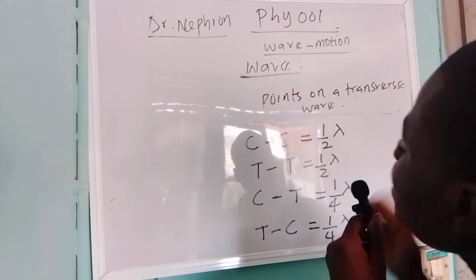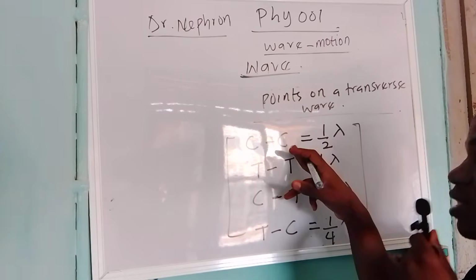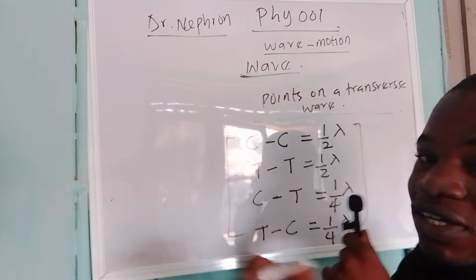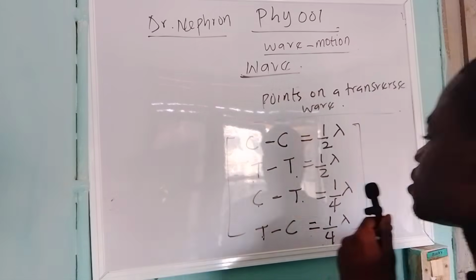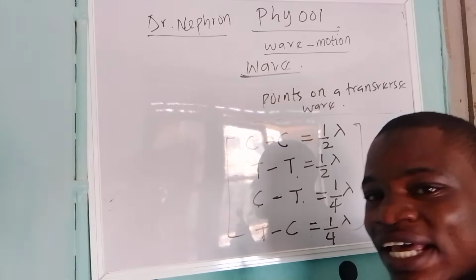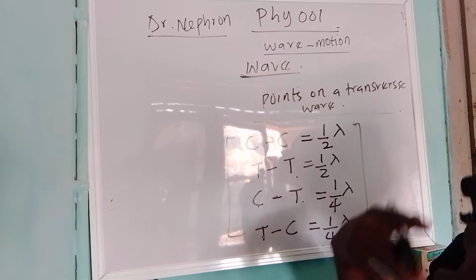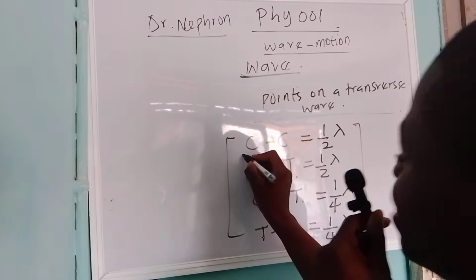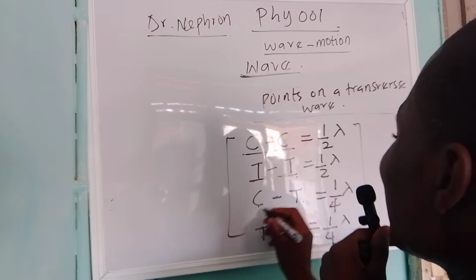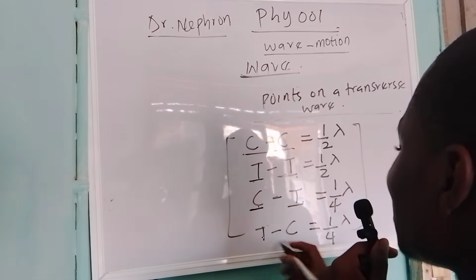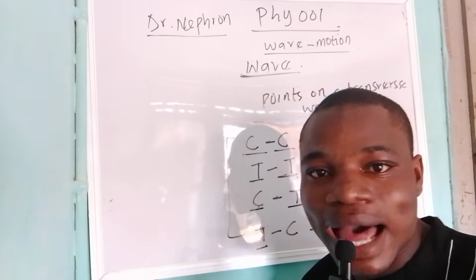Another thing, I'm talking about the transverse wave, crest to crest. For the other one, it is compression to compression. So whenever you hear something like the distance between adjacent compressions or adjacent crests, you're supposed to know that crest to crest must give us 1/2 lambda. Trough to trough must give us 1/2 lambda. Crest to trough must give us 1/4 lambda, and trough to crest must also give us 1/4 lambda. Are we there?